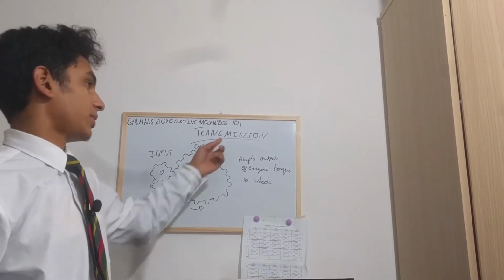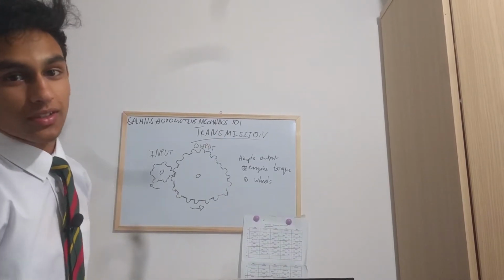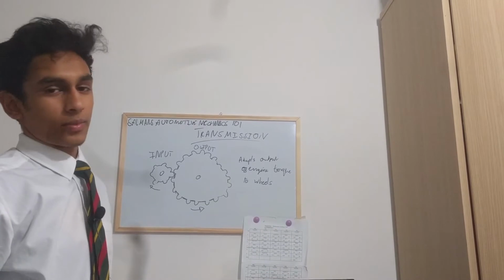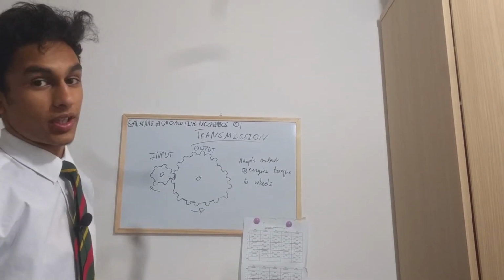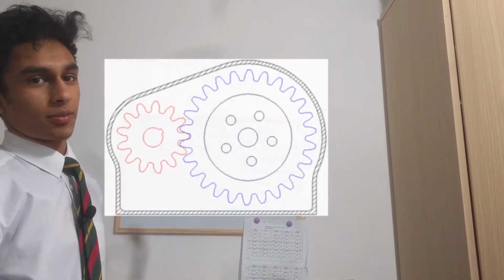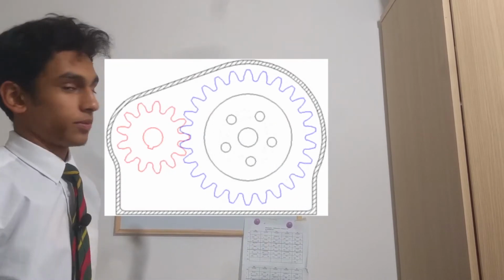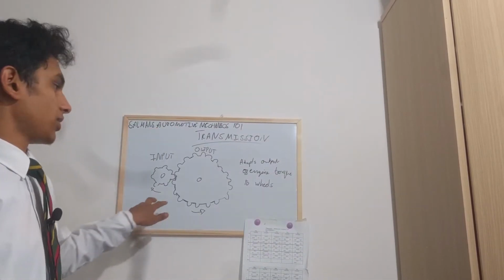In this episode we'll be talking about transmission. What is transmission? Well, transmission is the method of taking the input speed from the engine and varying the speed to create an output speed. This can be done very simply if you imagine two gears.